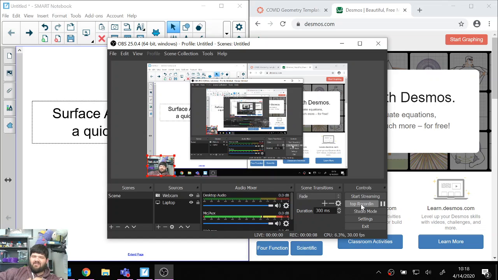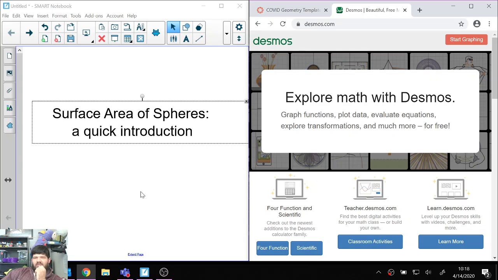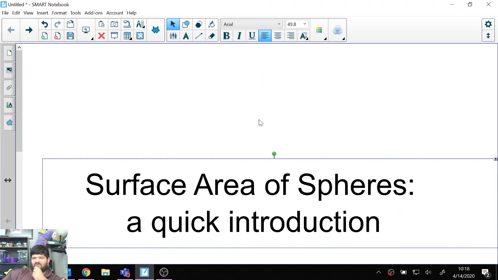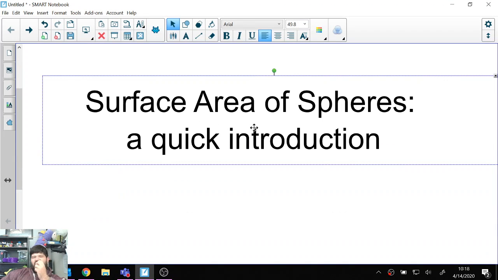This is not actually Alex. This is going to be a quick introduction to spheres. So I'm not sure, surface area, I should say. I'm not sure how the other people are going to be doing it, whoever is making the lesson for this one, but this is surface area of spheres.